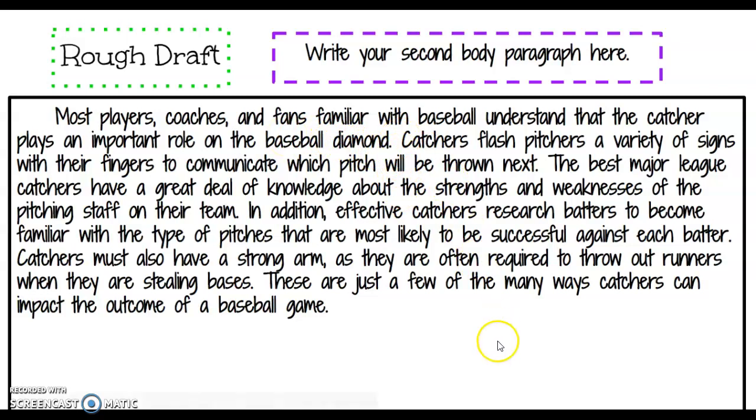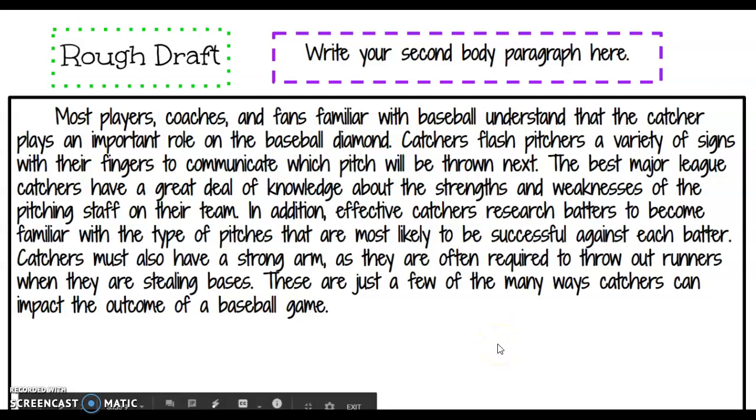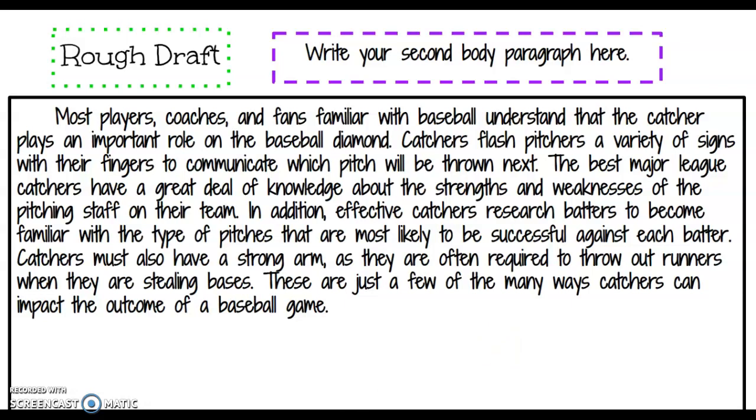And then it says catchers flash pitchers a variety of signs with their fingers to communicate which pitch will be thrown next. So they might put a symbol up with their finger, a 1 is a fastball, a 2 is a curveball, or they might change it up, but they communicate with the pitcher, which is very important, of course. The next sentence says the best major league catchers have a great deal of knowledge about the strengths and weaknesses of the pitching staff on their team. In other words, they know what the pitchers can do.